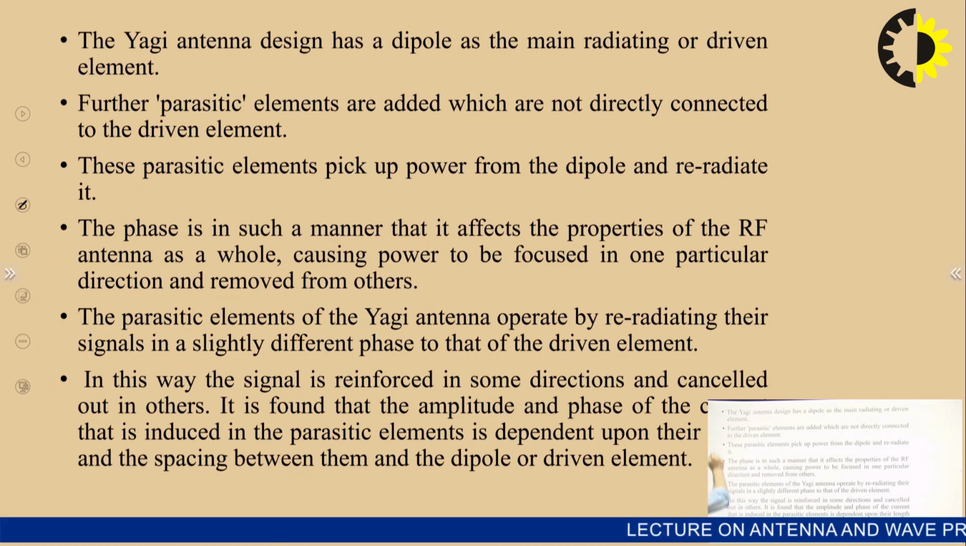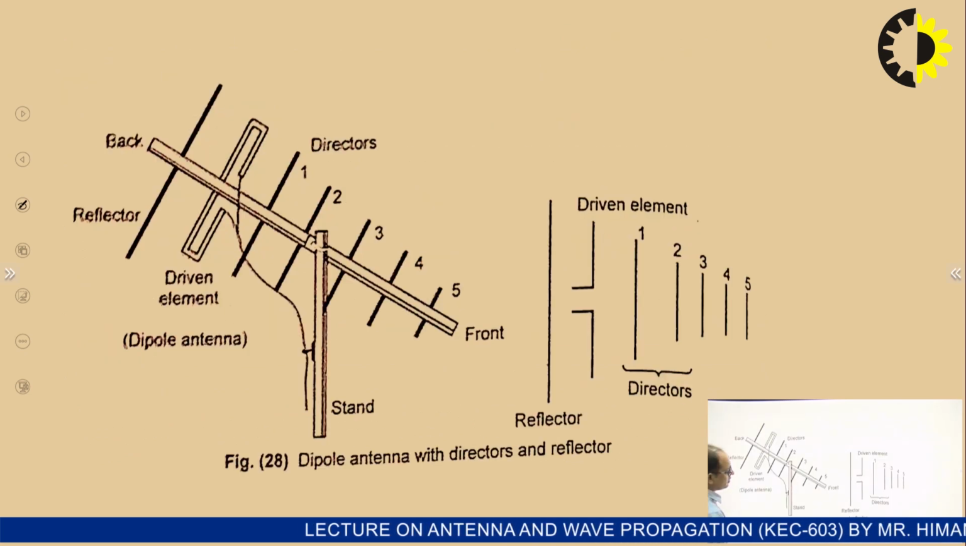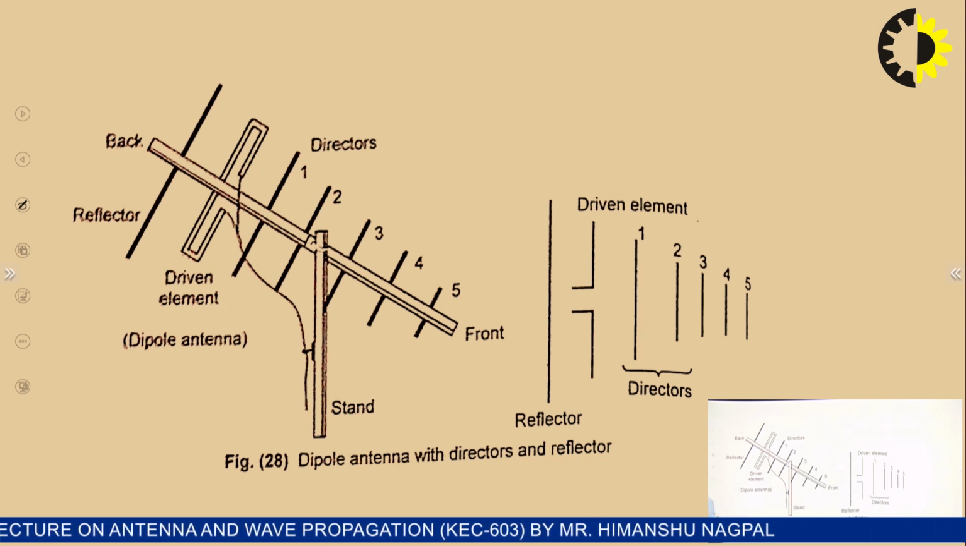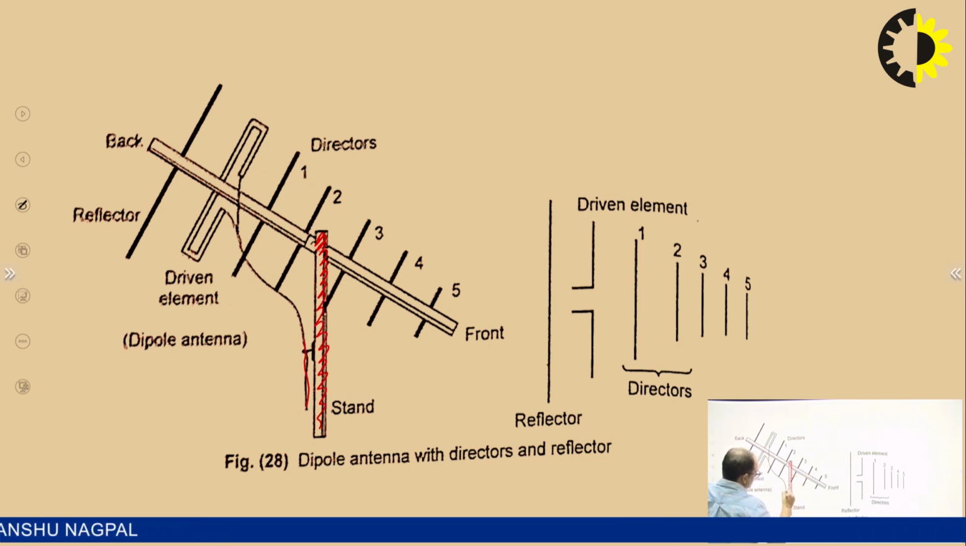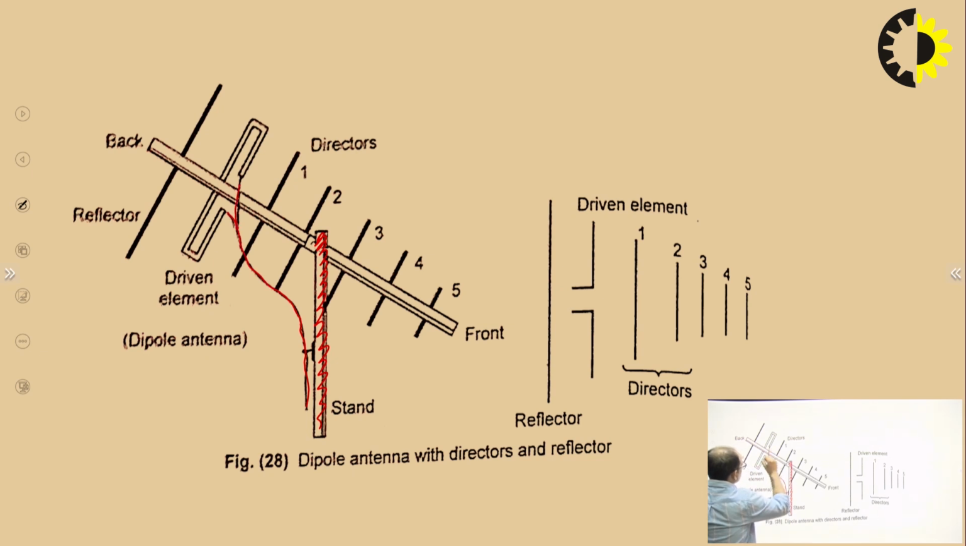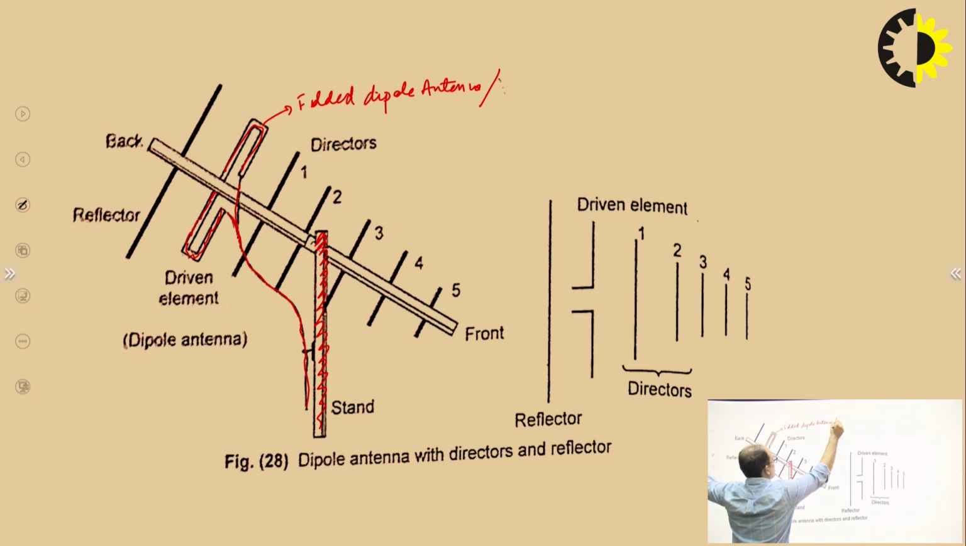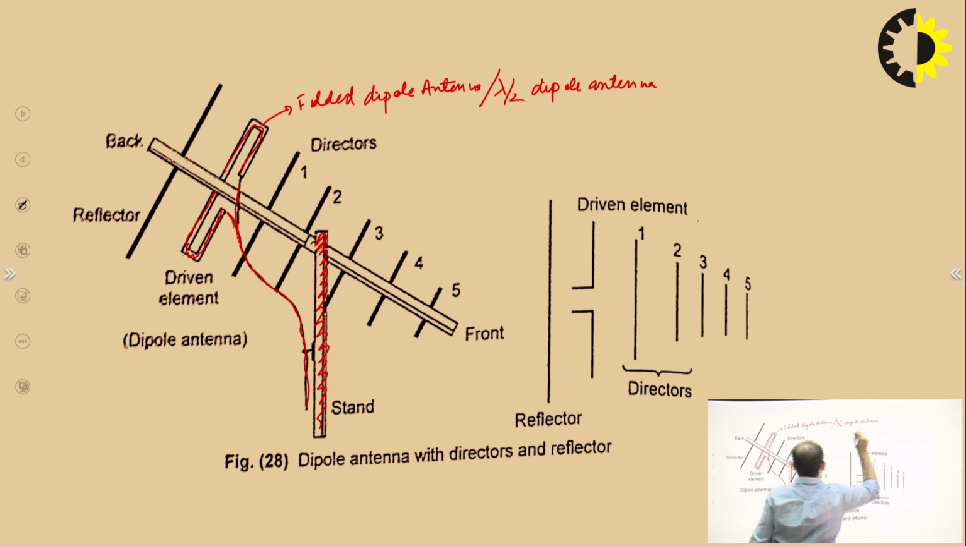So, what is the Yagi Uda antenna? First, we will see the figure of the Yagi Uda antenna. In the figure, you will see that there is a stand over which the antenna is placed, and this is a wire which is connected to the TV terminals or providing a source, and this current source is provided to this type of antenna, which is known as the folded dipole antenna. Generally, it is used as a folded dipole antenna or half wave dipole antenna, means the main power, the main current, is provided to this type of antenna. So, this is known as the active element.